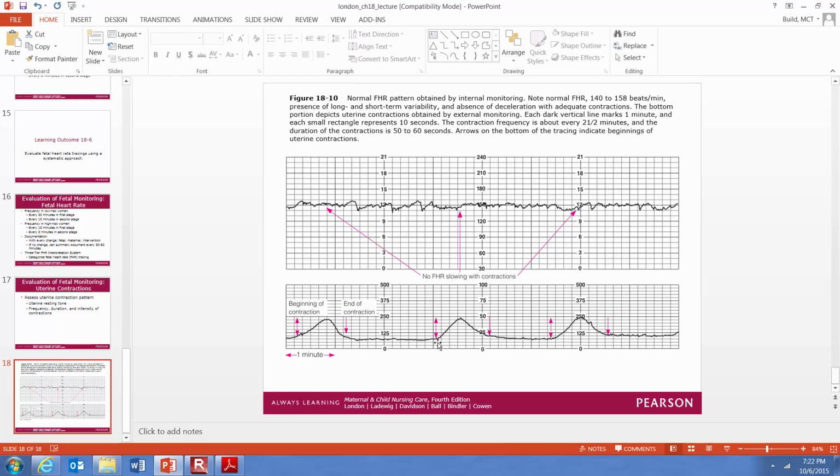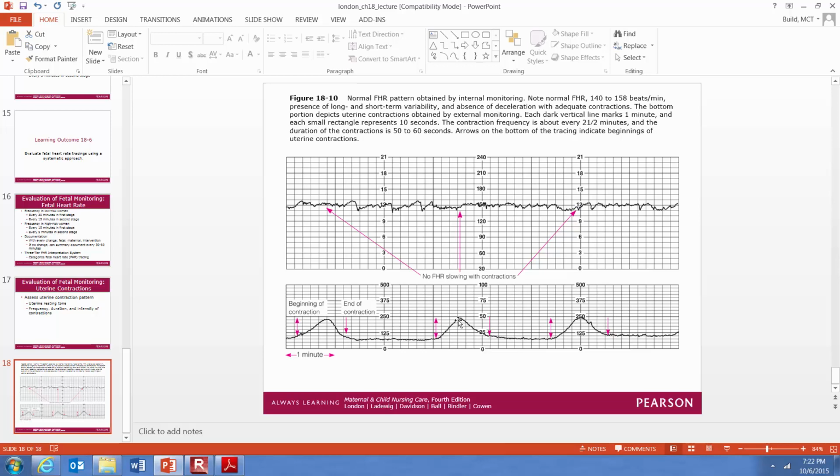Now we're going to say how long are these contractions lasting? What's the duration? From the time the contraction starts, we're going to count 10 seconds, 20 seconds, 30, 40, 50, 60. So her contractions are lasting about 60 seconds. So she's contracting every 3 minutes for about 60 seconds each.